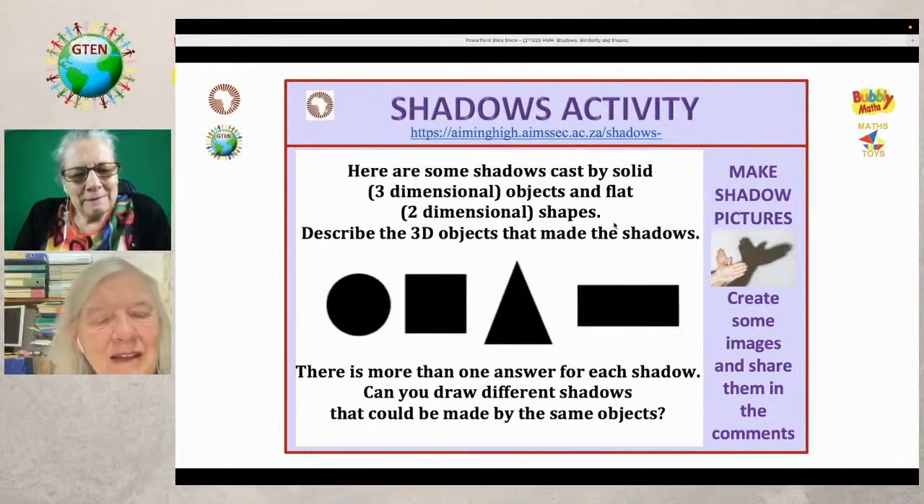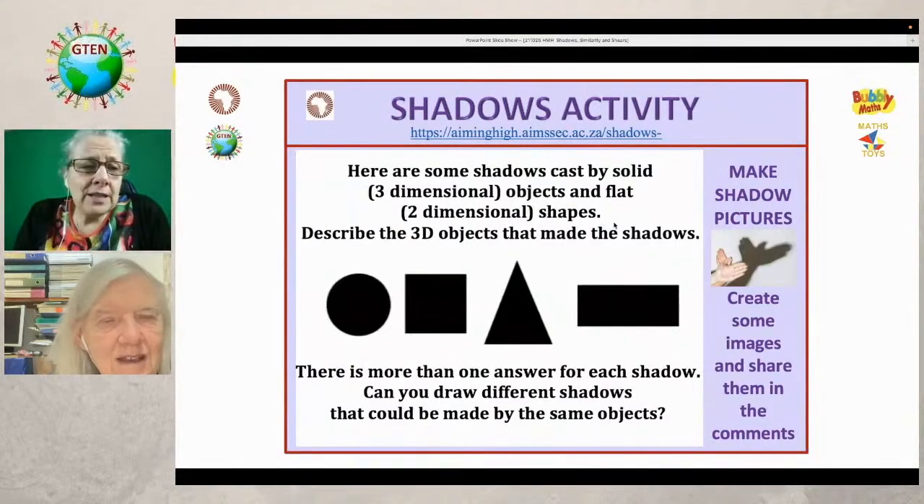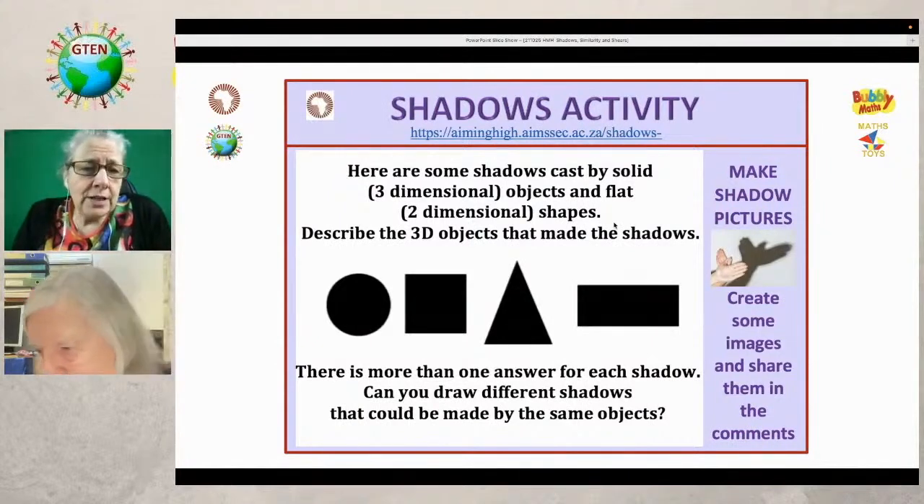Yeah, but I think that's a really good little activity. And if you've got a group of people, they will see different things. They will come up with different suggestions, and you can have a lively discussion about what objects could make those shadows. So I do recommend that to you. It's a really nice thing to do. I mean, it's a fantastic visualization activity.